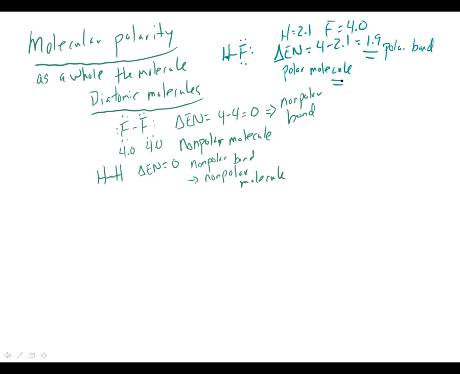So the nice thing about diatomic molecules, when you're trying to decide whether or not the molecule as a whole is polar or nonpolar, is that because it only contains one bond, you can actually use the electronegativity values to determine whether or not that bond is polar or nonpolar. And if that bond is polar, then the molecule will be polar. And if that bond is nonpolar, then the molecule will be nonpolar. Any questions on that there?